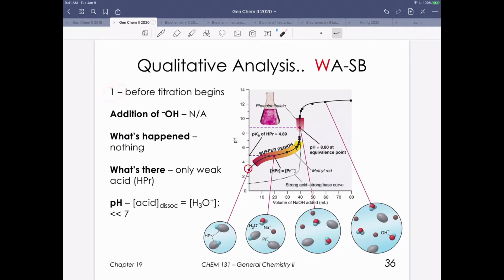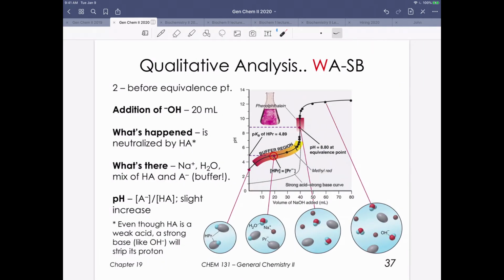Before the titration begins, we've not added any hydroxide, so the only thing that we have is our weak acid. For this example problem, it's an acid that we call propionic acid, which we abbreviate HPR. This will be the conjugate base, PR minus, when we take off our H+. So that's what we have in solution before we've started, just that weak acid. There may be a teeny tiny bit of PR minus, but it's insignificant in terms of any overall contribution to pH.